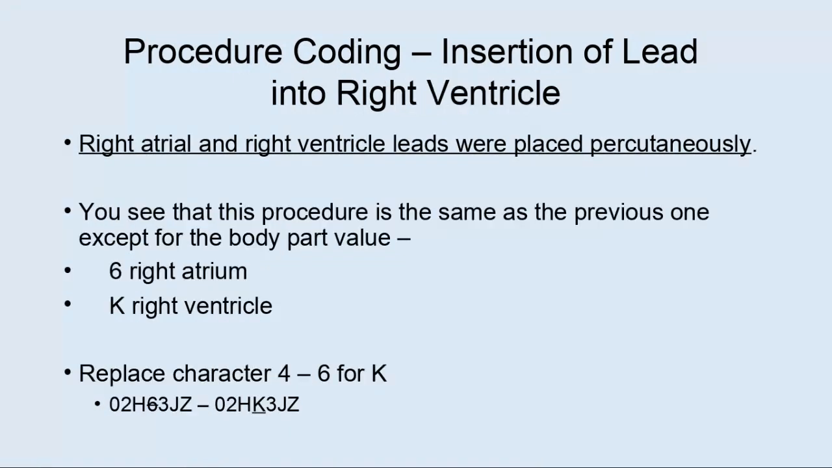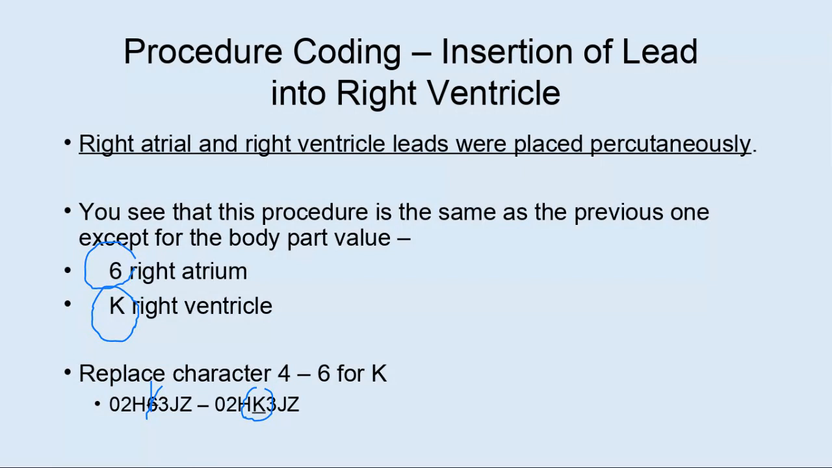So the next and final procedure is insertion of the lead into the right ventricle. Note that this is the same except for the body part. This is insertion of lead into heart, the same, except that this one was right atrium and this body part is right ventricle. So you can just go ahead, you've got 02H63JZ, and just cross out this one and substitute this one, and you've got the body part.